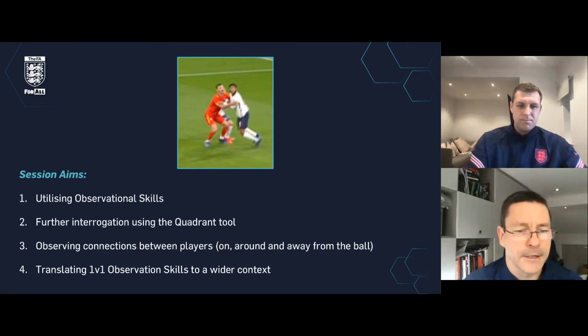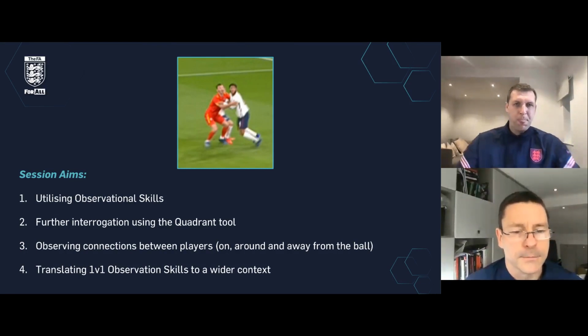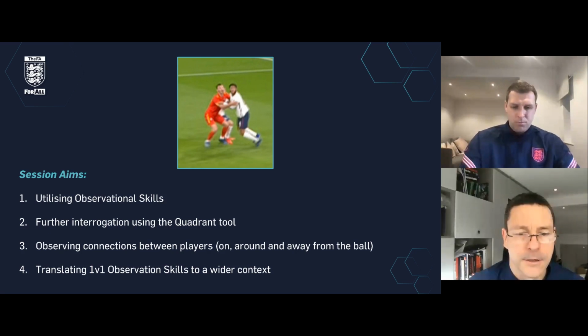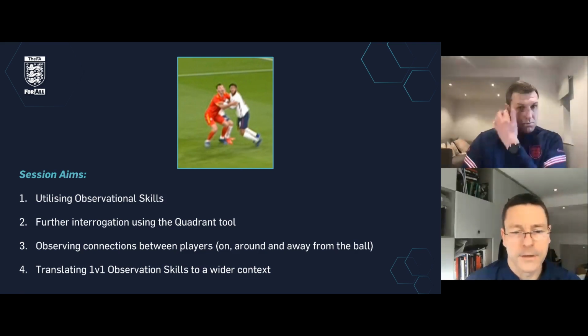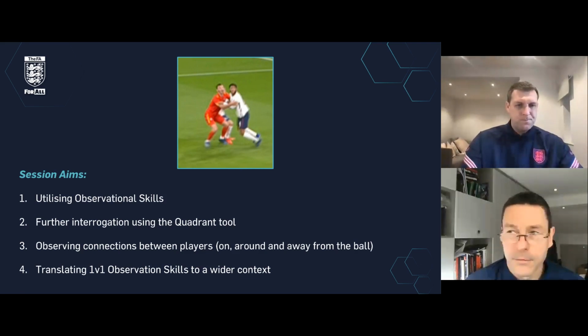The session's aims today are again utilising observation skills under the quadrant, really looking very closely at defending using the quadrant tool, which is basically zooming in and looking at the area that the defender and the attacker and the spaces they're utilising. We're also trying to observe the connections between players on, around and away from the ball, and before, during and after actions. And we're translating this into 1v1 observation skills to the wider context of the game. It's not just a 1v1 duel, it's how it affects the other players around them.